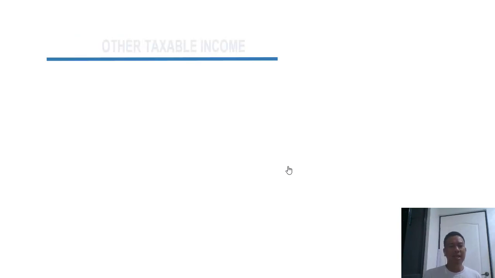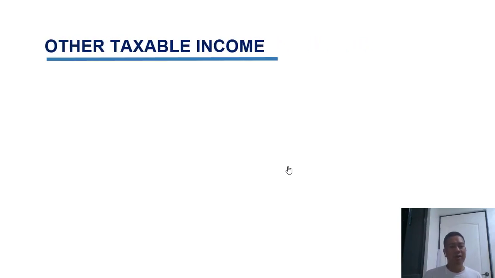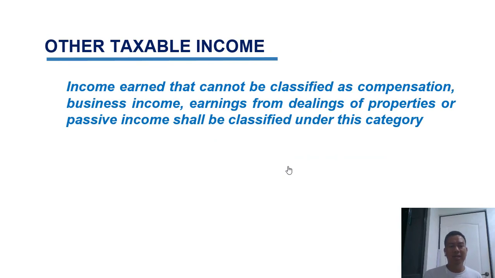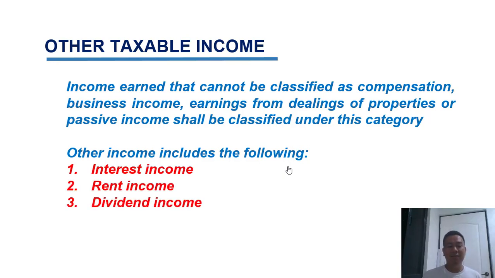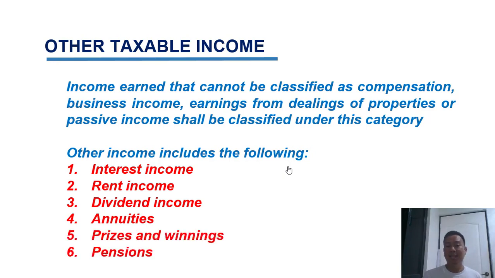Now, we have the other taxable income. So, income earned that cannot be classified as compensation, business or professional income, earnings from dealings of properties, or passive income shall be classified as, pwede daw siyang i-classify natin as interest income, rent income, dividend income, annuities, and prizes and winnings, and the pension. So, those are other taxable income.